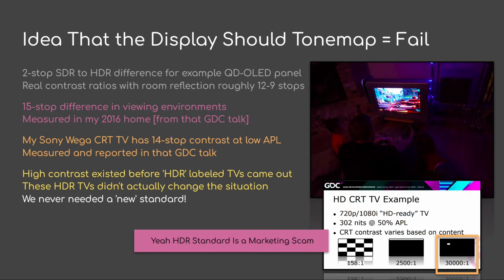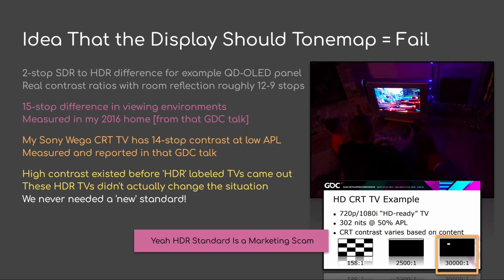And so this particular display would have a real contrast ratio with room reflection somewhere in the neighborhood of 9 to 12 stops. Now we compare that whole thing of 1 or 2 extra stops for HDR against a 15-stop difference in viewing environments. That's pretty extreme. So again, viewing environment has the primary contribution.